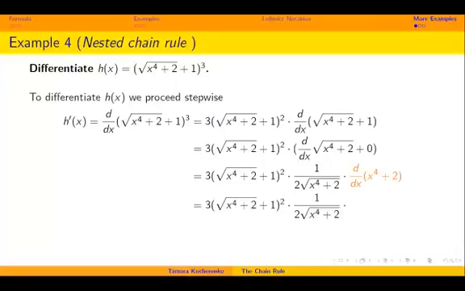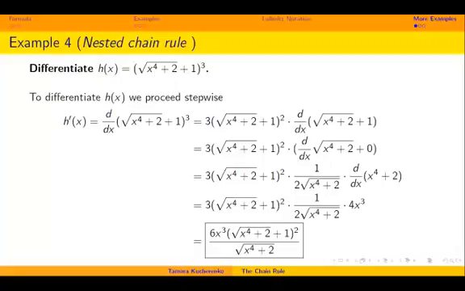In the next step, we keep the expression we have differentiated already and take the derivative of x to the 4th plus 2. The derivative of x to the 4th is 4x cubed and the derivative of 2 is 0, thus we need to multiply by 4x cubed. After simplifying, we get the final answer, which is 6x cubed times radical of x to the 4th plus 2 plus 1 squared, divided by the radical of x to the 4th plus 2.